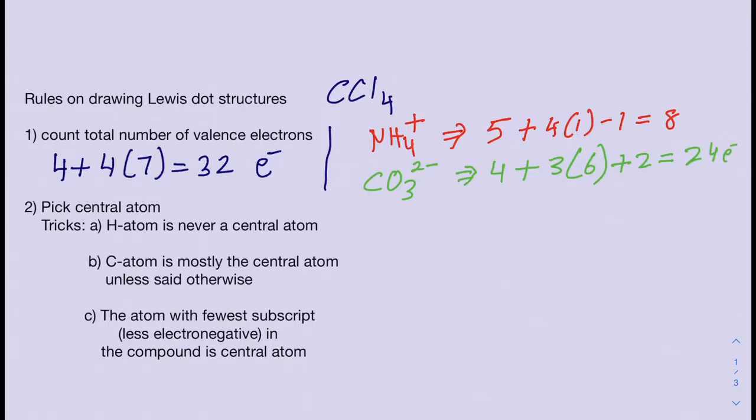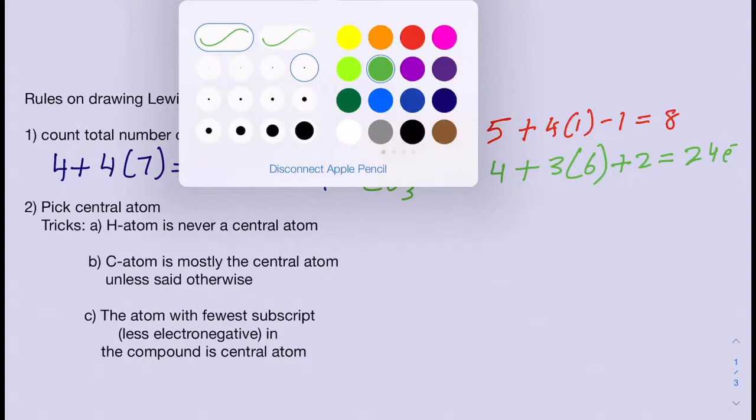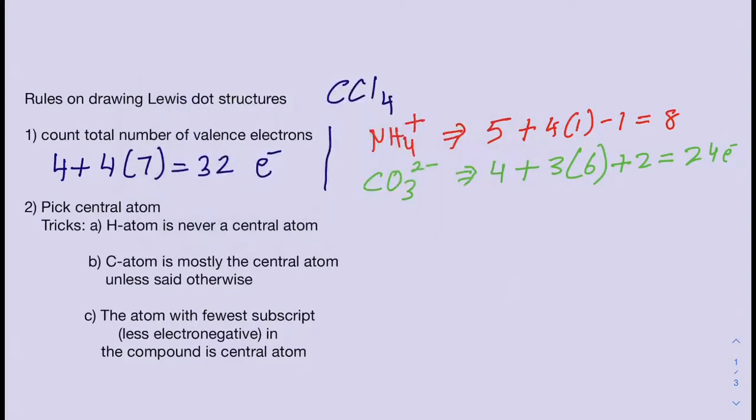Okay, so that's how you take care of the total number of valence electrons. Make sure if you have a positive or negative charge, you do take care of those as well. Okay, let's move on to the next step. Once you calculate your total number of valence electrons, the second thing you have to do is pick a central atom. Obviously, whenever you have more than 2 elements in the molecule, one of them has to be the central atom. If there are only 2, then you don't have to worry about the central atom.